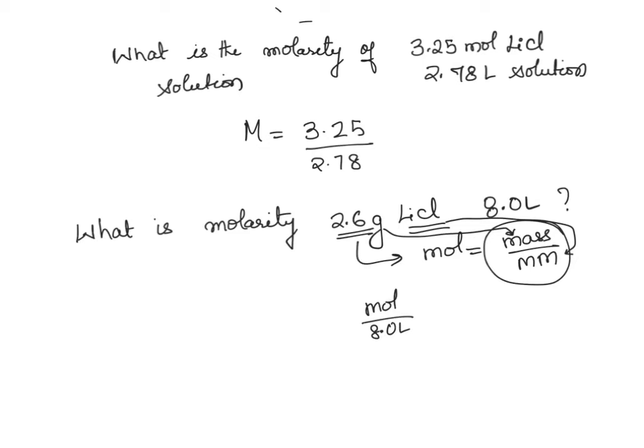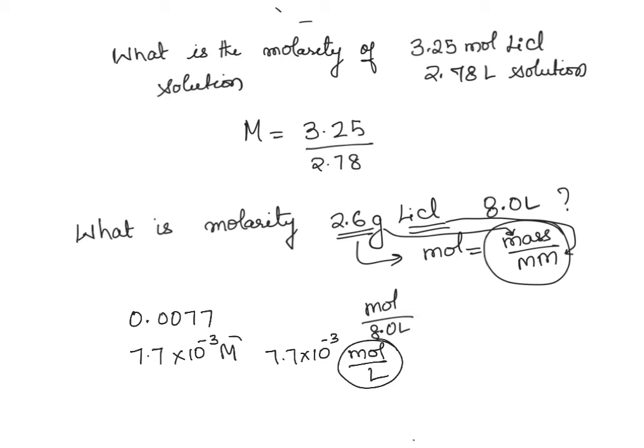Since this is a moles calculation and you know how to do moles calculation from chapter 2 and chapter 3, I'm going to let you get the solution for this. The answer for this is 0.0077, or you can write it as 7.7 times 10 raised to negative 3 molar. You can also write 7.7 times 10 raised to negative 3 moles per liter. Moles per liter and capital M are the same.